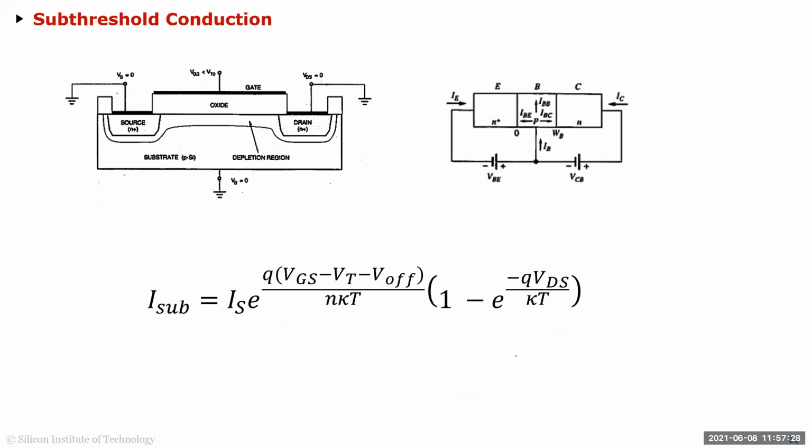This is nothing to do with short channel. Subthreshold conduction is actually there in the long channel as well. If you remember when we did the VGS versus ID curve, our equation predicted just 0 till VT, and then suddenly you have the square law relationship. But in our simulation, we saw that actually the current is increasing before that too.